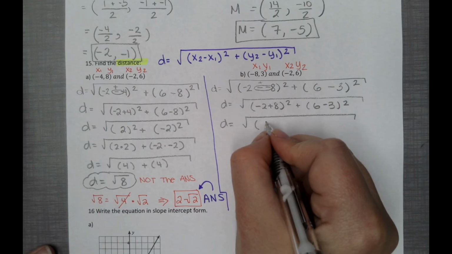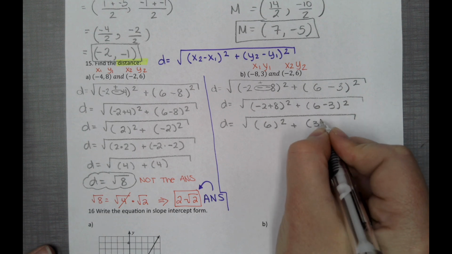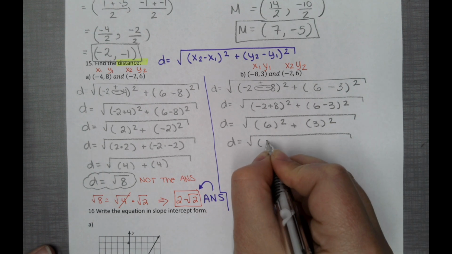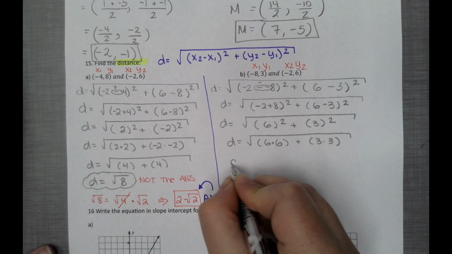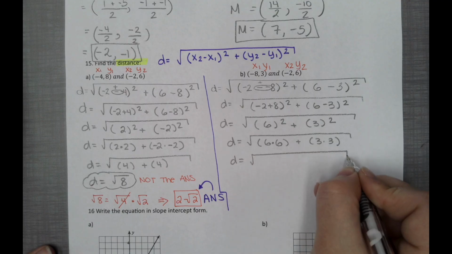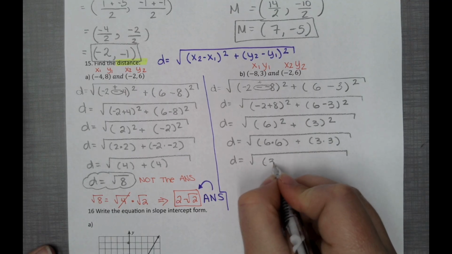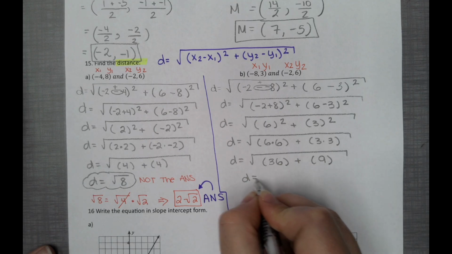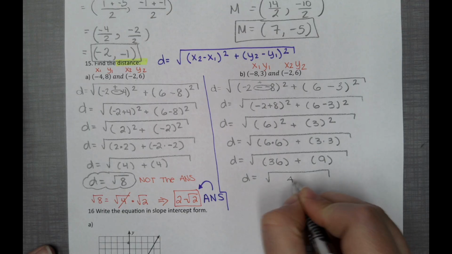8 minus 2 is 6. 6 minus 3 is 3. Expand, so we got 6 times 6 and 3 times 3. Use your multiplication table for this. Make sure you have a square root, a radical with each step. Make sure you have a house with each step. Here we have 36 plus 3 times 3 is 9. We get 36 plus 9. This is just counters, and we get 45.